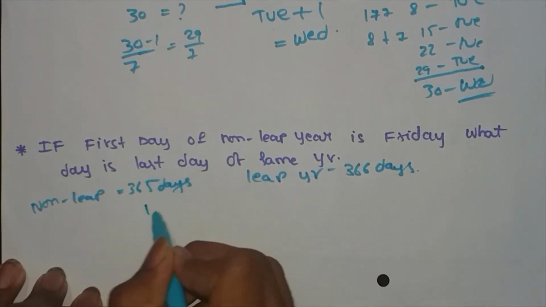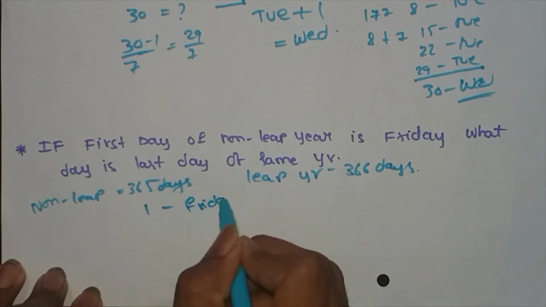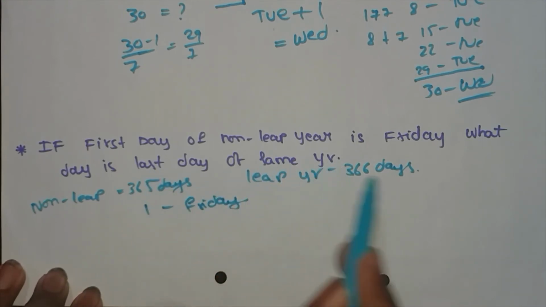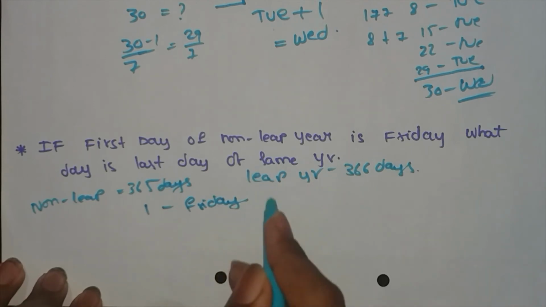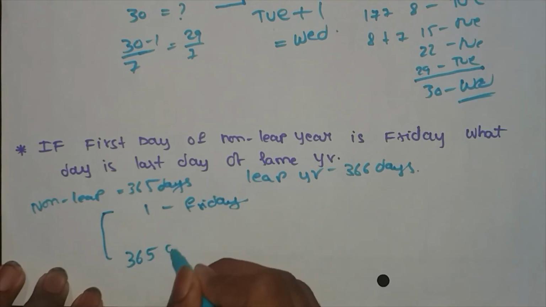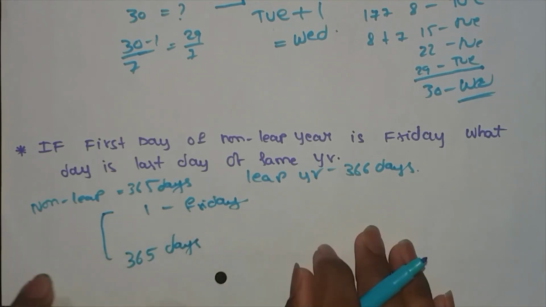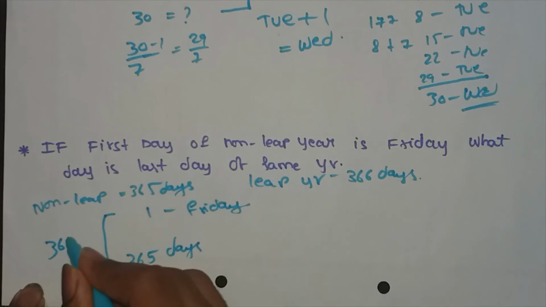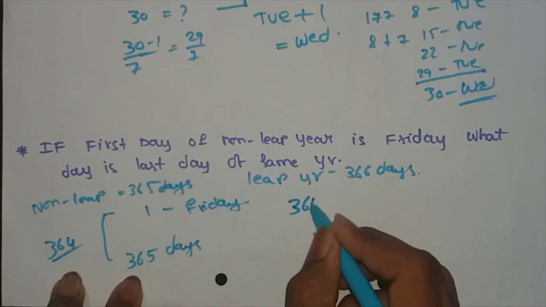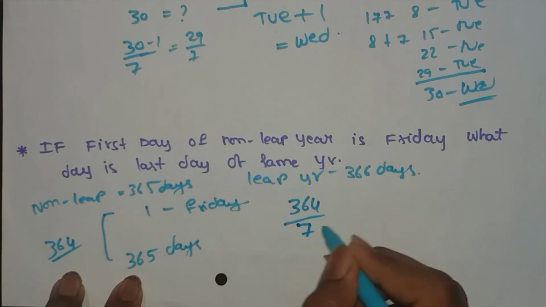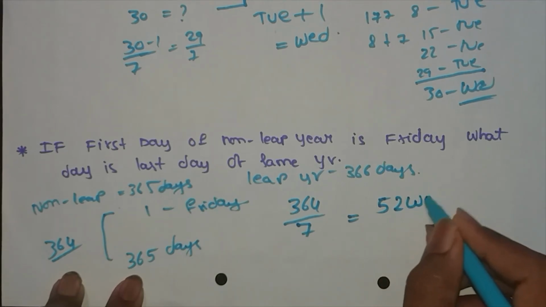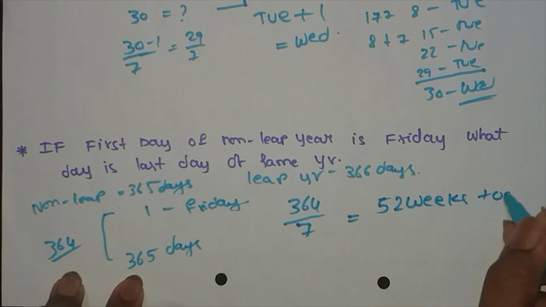The first day is Friday, right? So what is the last day of the same year? What is the same year? That means the non-leap year, which consists of 365 days. So the difference between them is 365 minus 1, which gives me 364. So 364 divided by 7 gives me 52 weeks plus 0 odd days.